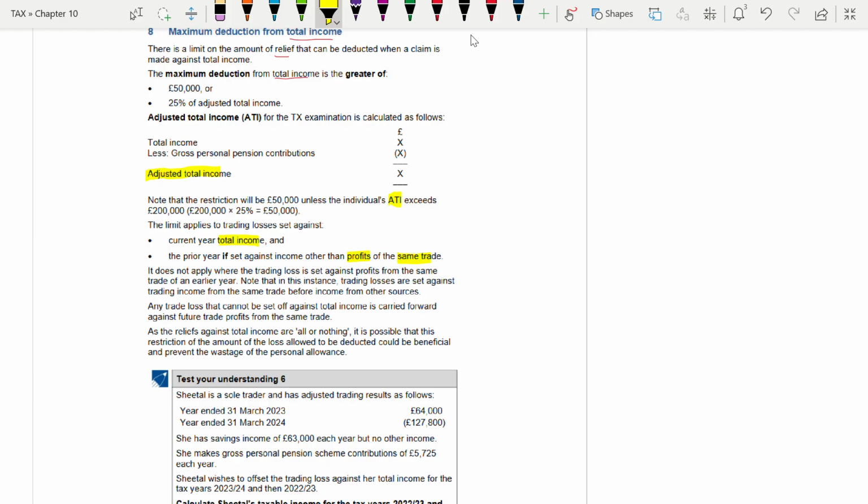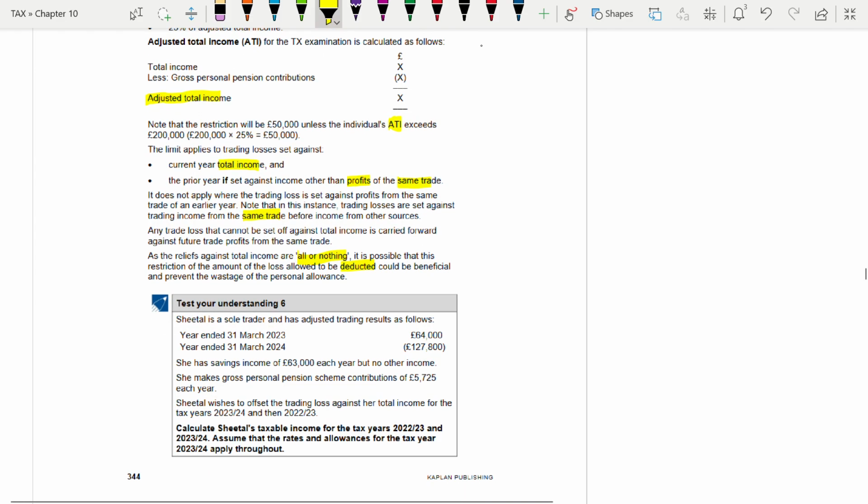Fine. Any trade loss can be set against total income or carried forward. As the relief against total income is all or nothing, it is possible that the restriction amount is deducted. The restriction does not apply where the trading loss is set against profits of the same trade. Note, trading losses are set against trading income from the same trade, not the other trade.